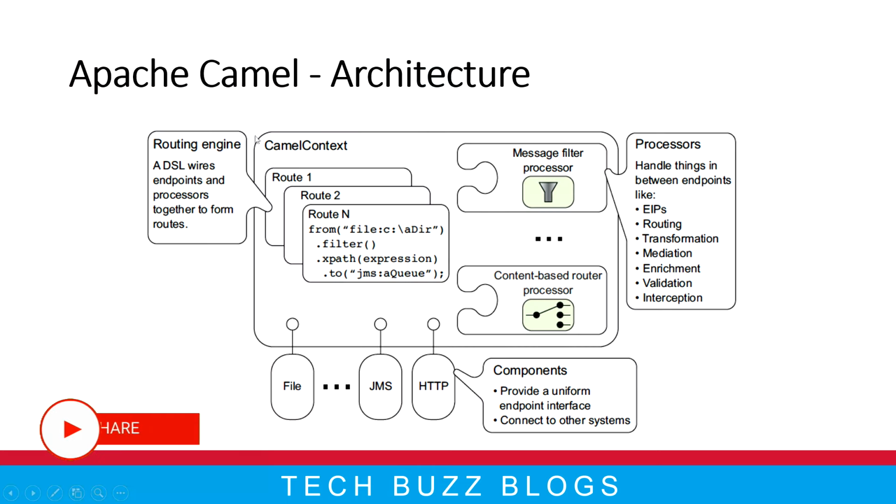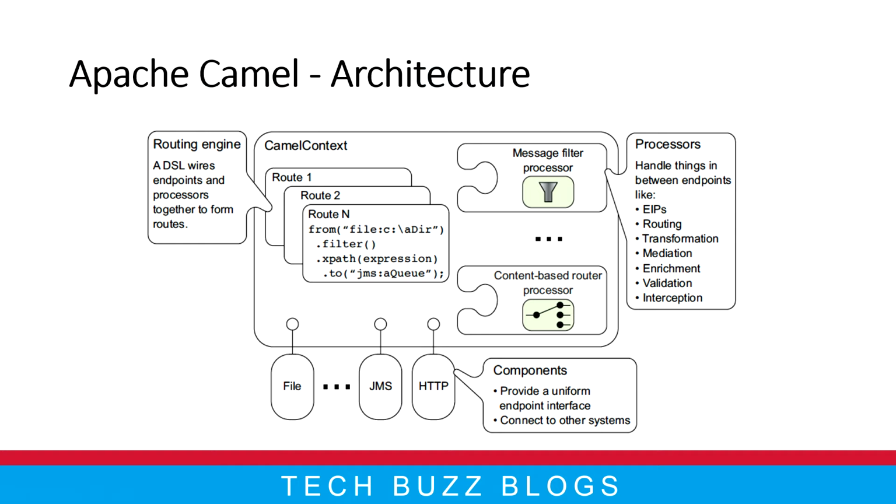The Camel context will decide what DSL you are going to use. Maybe you can configure that, and based on that it will build the context. Next, if you see here, there is a message filter processor, a content based router processor. For example, you are in one application and you want to get values from a REST API and route them into some MQ or some queue. We call that a router.